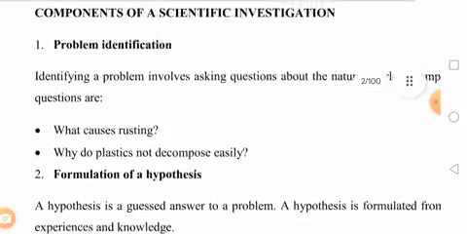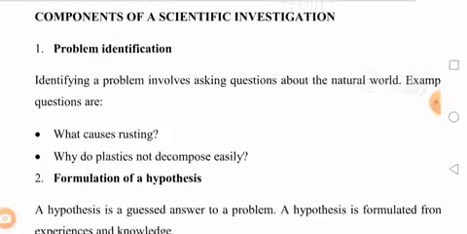Formulate hypothesis. Problem identification is the first step in scientific investigation. Whatever you want to find, that's the problem investigation. This involves asking questions about the natural world, for example, what is killing people? Actually it's HIV.